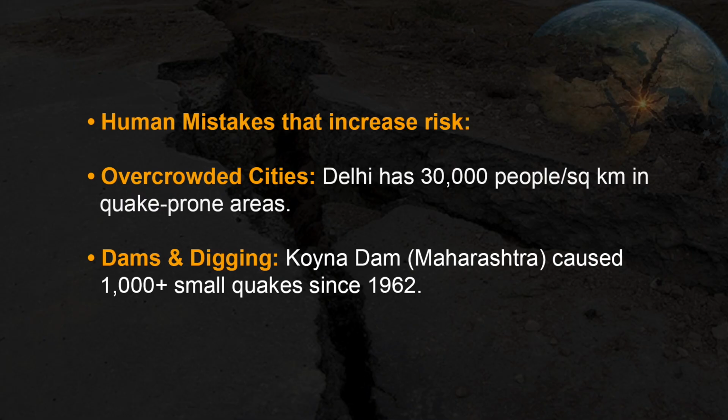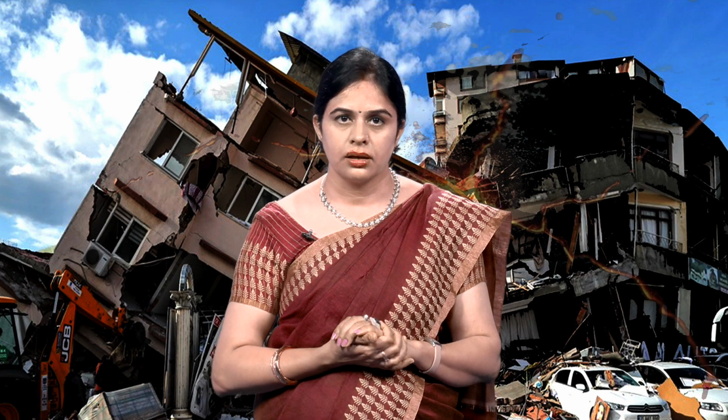Human mistakes that increase risk: overcrowded cities. Delhi has 30,000 people per square kilometer in quake-prone areas. Another concern is dams and diggings. Koyna Dam in Maharashtra has caused 1,000 plus small quakes since 1962. Ignoring warnings, builders in Dehradun, which is also considered zone 4, skip safety rules to save costs.